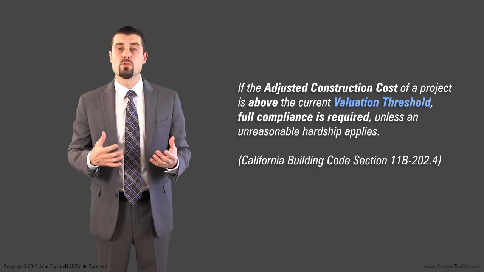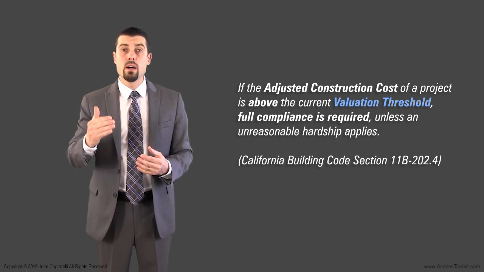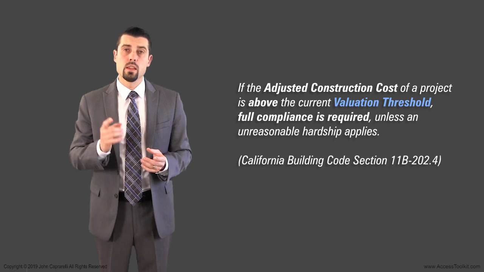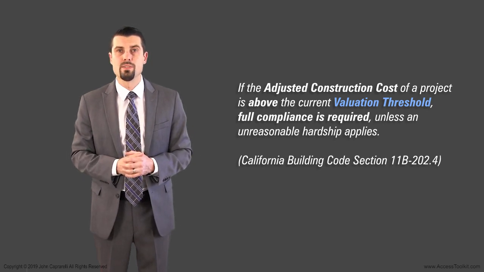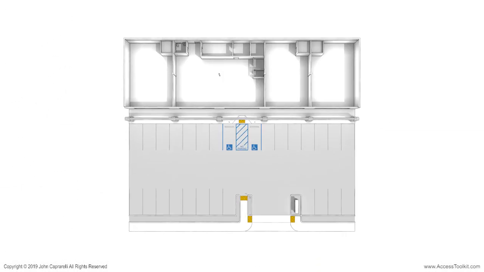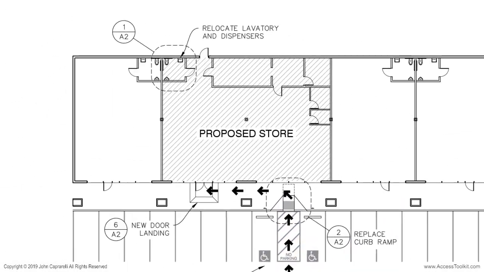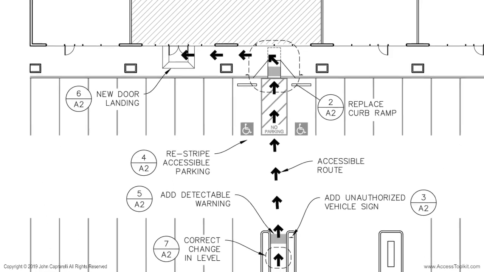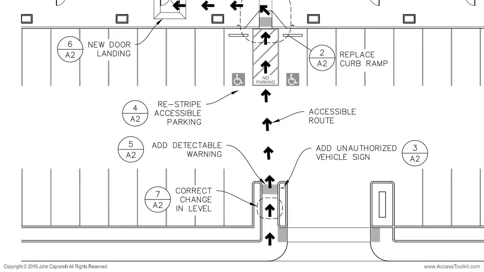If the adjusted construction cost of a project is above the current valuation threshold, full compliance is required, unless an unreasonable hardship applies. Be sure to include all disabled access information on the construction drawings. All path of travel elements must be shown, and any upgrades identified and fully detailed. Submitting plans to the building department that are missing this important information could delay the building permit process for your project.